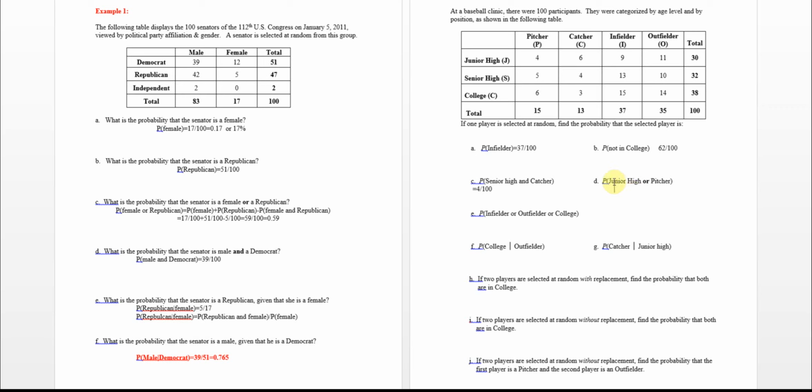Okay, so junior high school or a pitcher, so I've got to be careful here. I've got to count the or, so I've got to make sure I don't overcount. I'm going to use parentheses for this one.